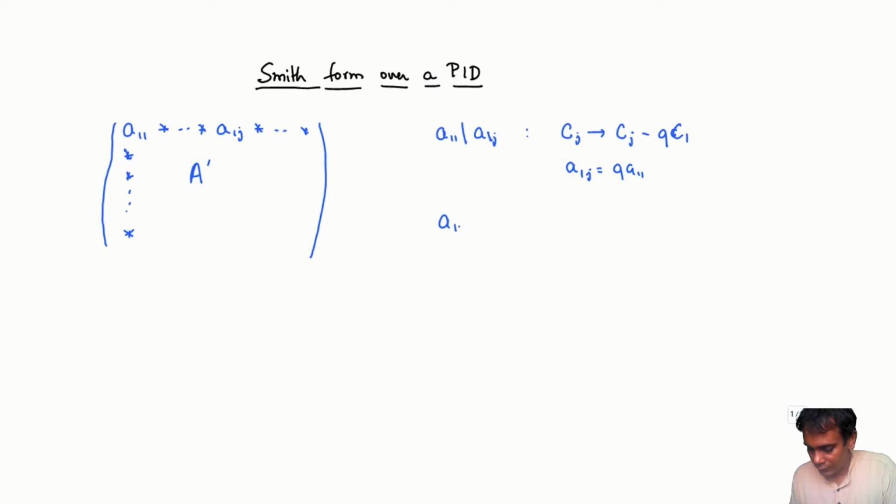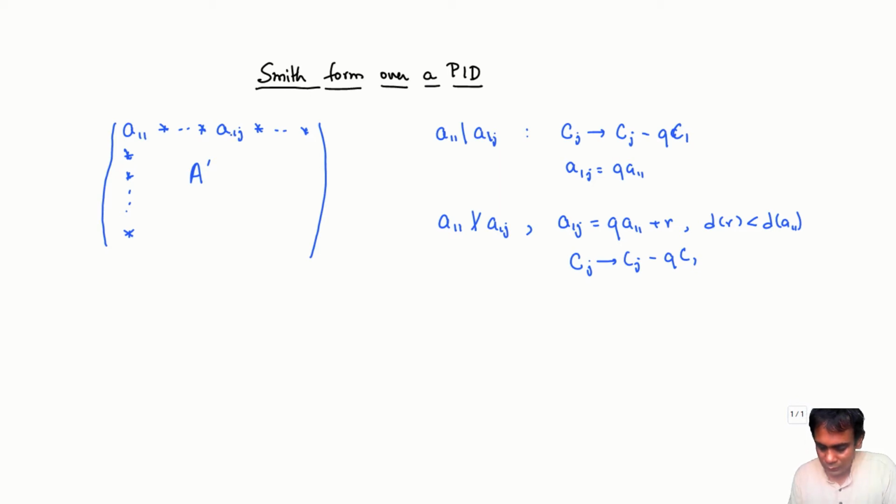But if A11 does not divide A1j, then we used the Euclidean algorithm. So then A1j equals Q A11 plus R, where D of R is strictly less than D of A11. Then we did Cj goes to Cj minus Q C1, and we got R in this position, and then we interchanged Cj and C1. Let me show you how to modify these steps when we don't have a Euclidean domain, and therefore do not have the Euclidean division algorithm.